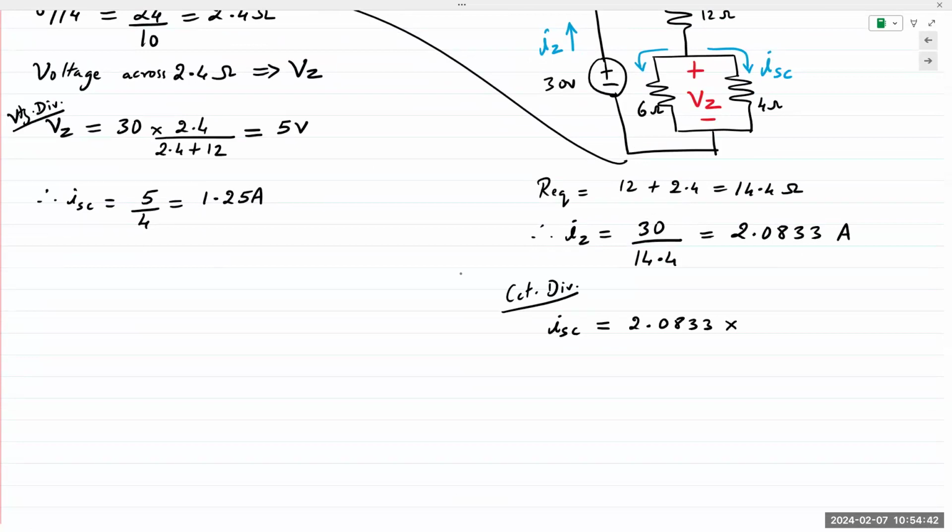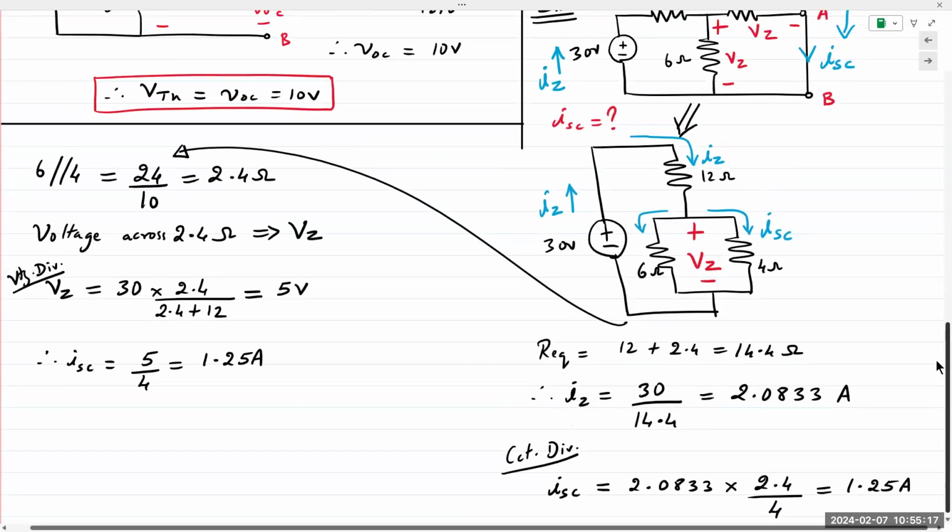Remember, current division is only being applied here. Total current comes through the 12 ohm resistor, and then it gets divided between 6 and 4. So the only resistors in play are 6 and 4. REQ for 6 and 4 is 2.4 ohms divided by the 4 ohm resistor, which again gives us 5 divided by 4, 1.25 amps. Two different methods, but the exact same answer.